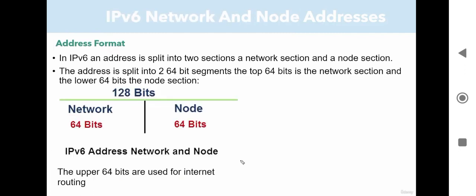Let's have a look at the address format. In IPv6, the address is split into two sections: the network section, which we see here, and the node section, which we can see here.